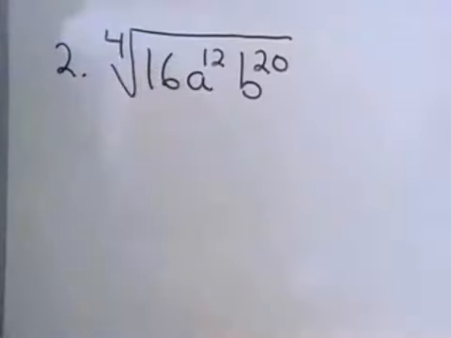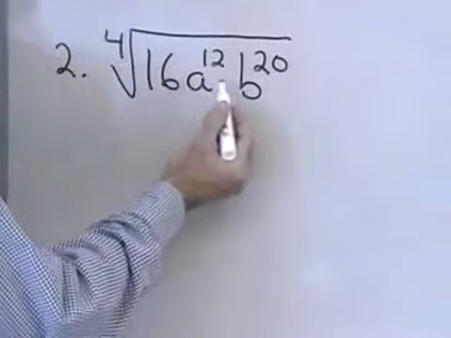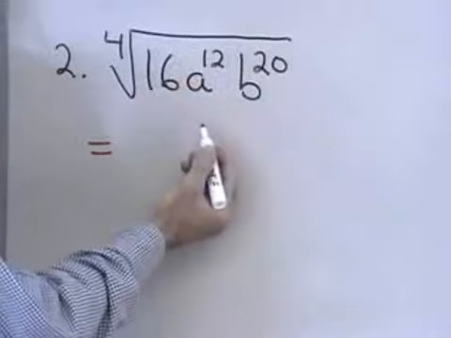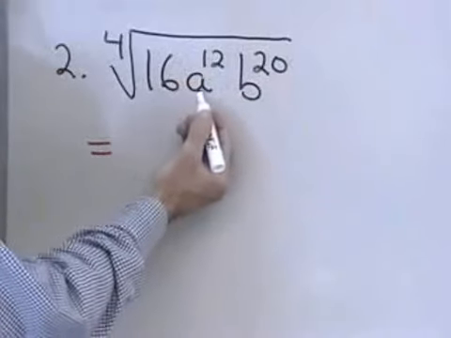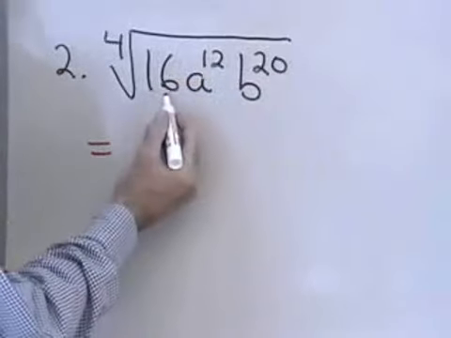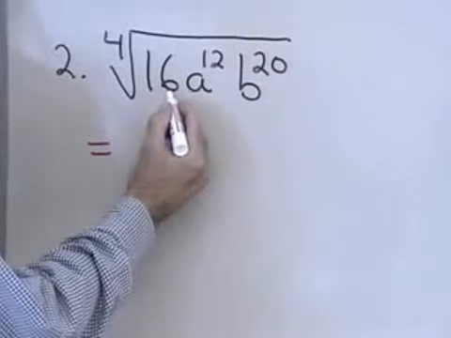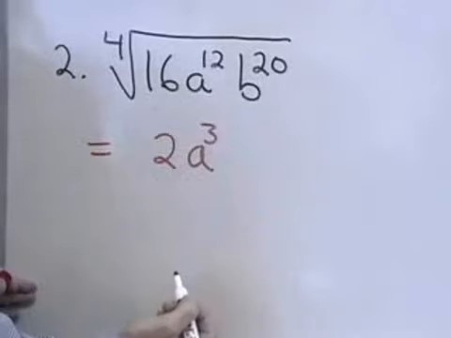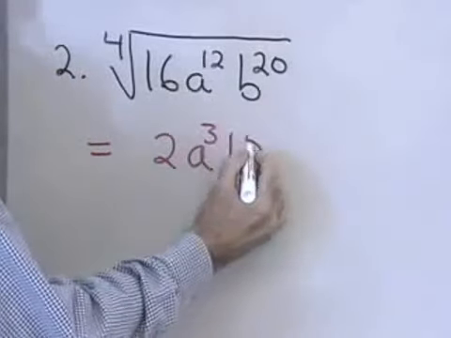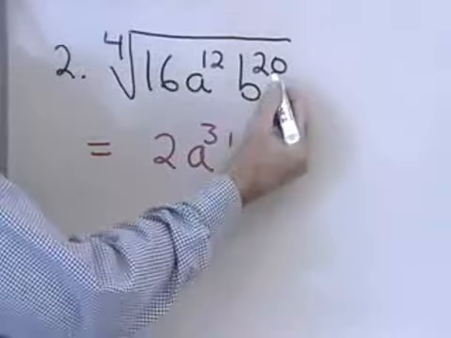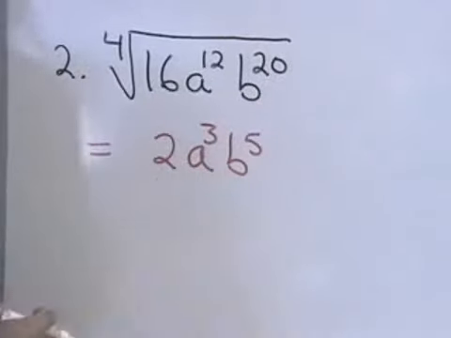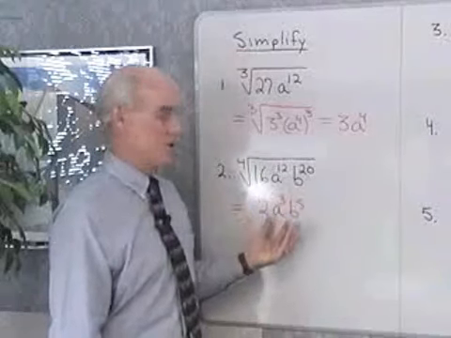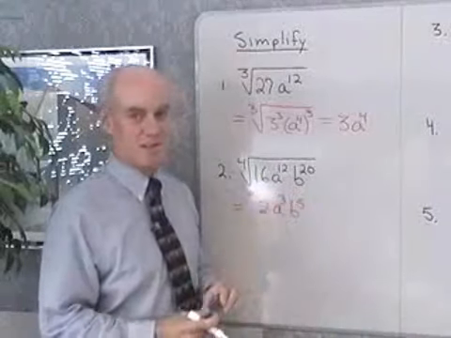Here's our next problem: the 4th root of 16a to the 12th b to the 20th. I'm looking for the expression I raise to the 4th power to get 16a to the 12th b to the 20th. So I know if I take 2 to the 4th, I'll get 16. A to the 3rd to the 4th will give me a to the 12th, and b to the 5th raised to the 4th power will give me b to the 20th. So here I've skipped that second step, and I'm just writing down the 4th root of this expression right here. It's the expression that I raised to the 4th power to get what's inside here.